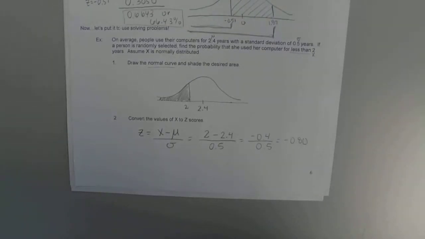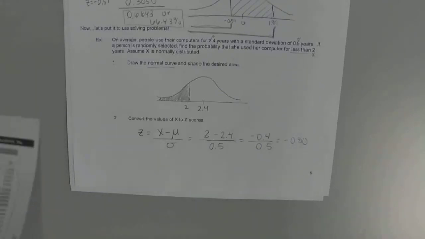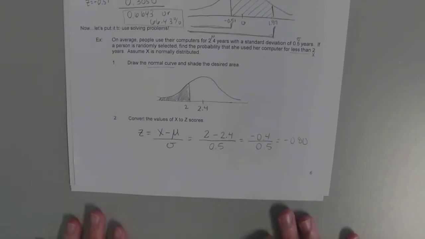But realize the z-score, guys, that's your middleman. He's still not telling us the probability, but he's our middleman, meaning now we can go to our chart and find the area that corresponds to negative 0.8 and go from there, okay? So go ahead, if you got this written down, flip it over to the top of page 7.